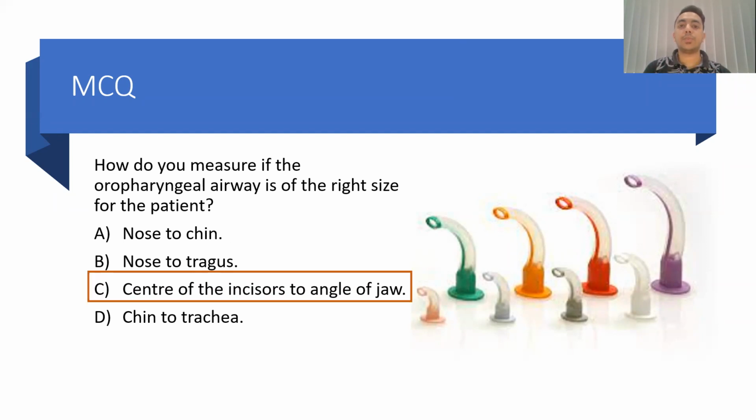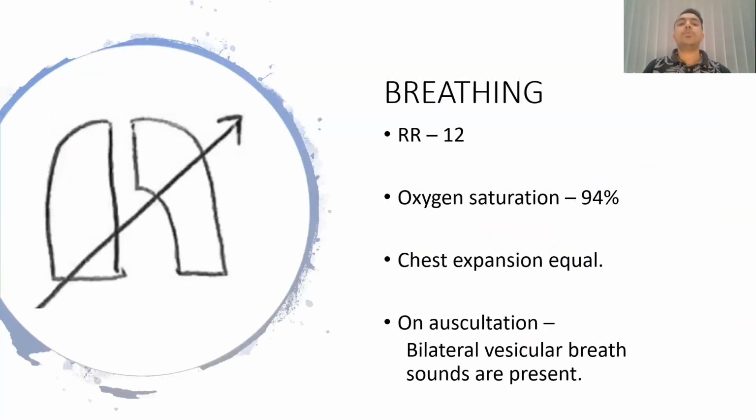So for those of you who are confused about the incisors, it's the front 2 teeth that are present in front of your mouth. So it's from the center of the incisors to the angle of the jaw, okay, which is right here. So now moving on, you would want to assess the breathing.